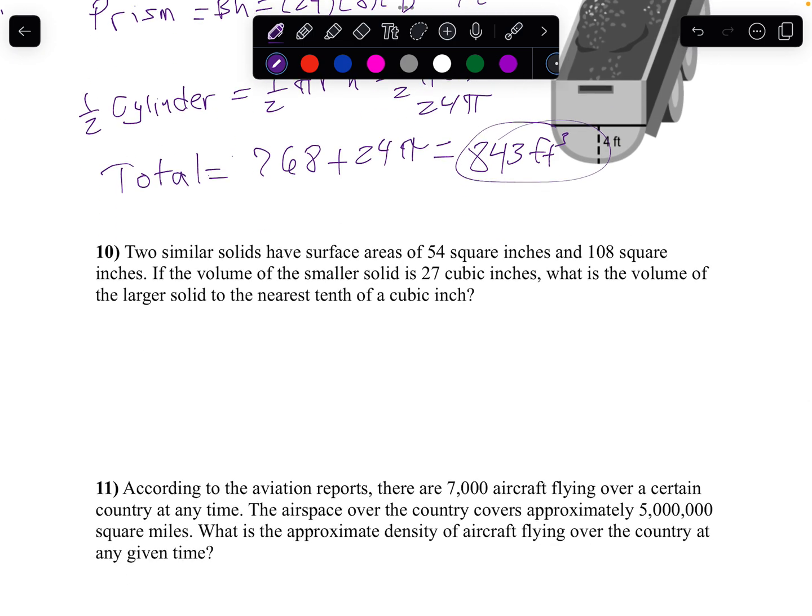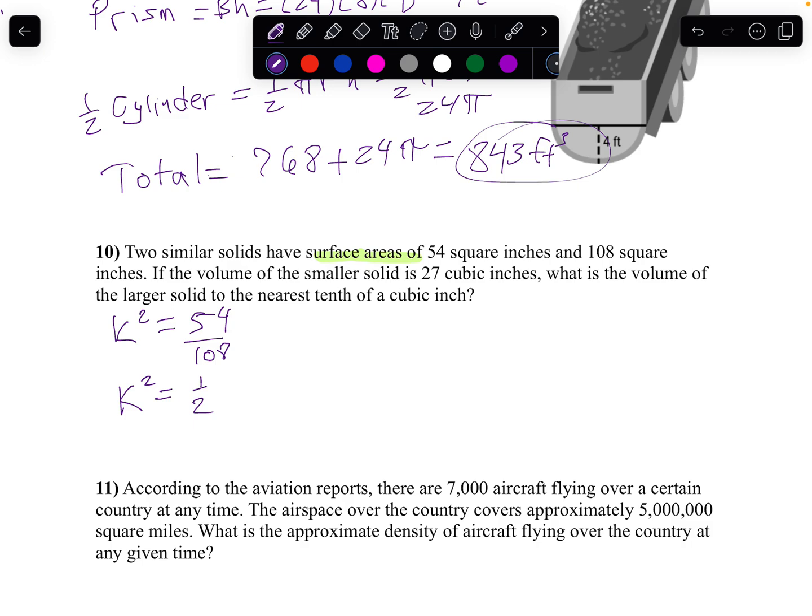Now, on question number 10, we have two similar solids with areas. So that's k squared. So k squared equals 54 to 108. We can simplify that. So k squared is 1 over 2. Now, I have the volume of my smaller solid is 27, and I want to find the volume of the larger solid, and I'm going to do that to the nearest tenth of a cubic inch.